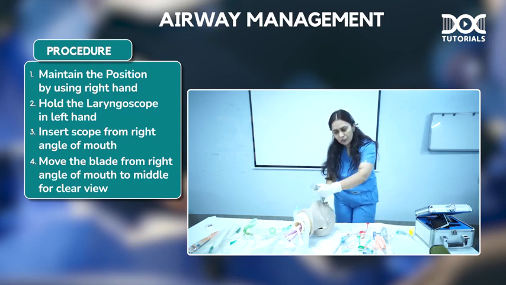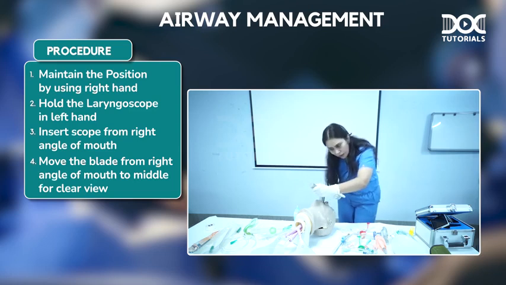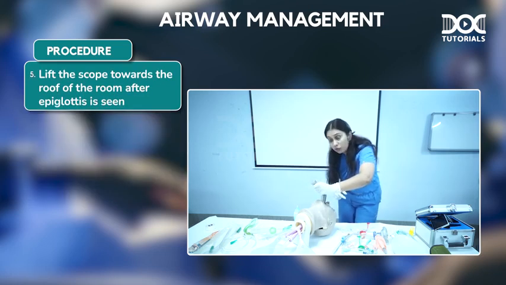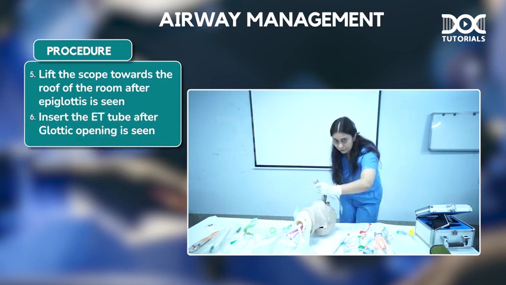When I do this, I change my grip from the junction of handle and blade to more towards the handle. Now I'm holding it like this. And then I introduce it under full vision and see the epiglottis. Now I'm seeing the epiglottis of the patient. And what do I do? I lift the laryngoscope towards the roof of the room and I can see the glottic opening. So now I can see the glottic opening when the epiglottis is lifted up.